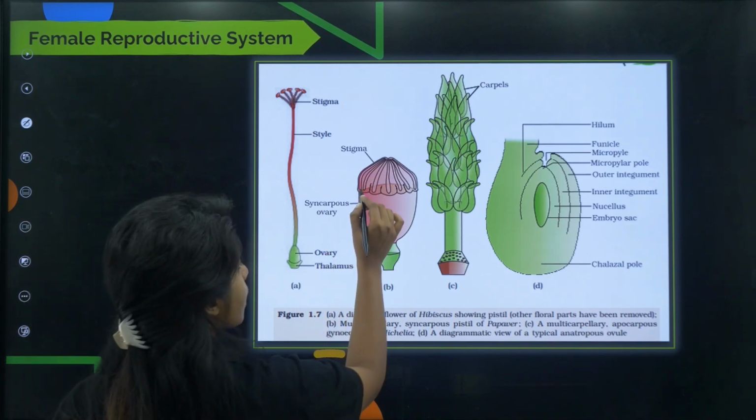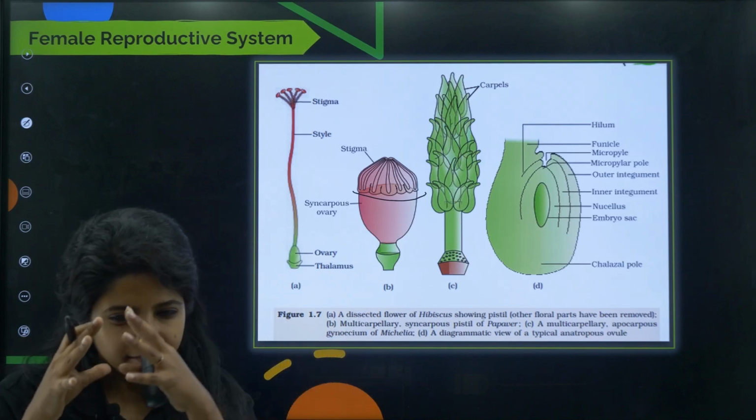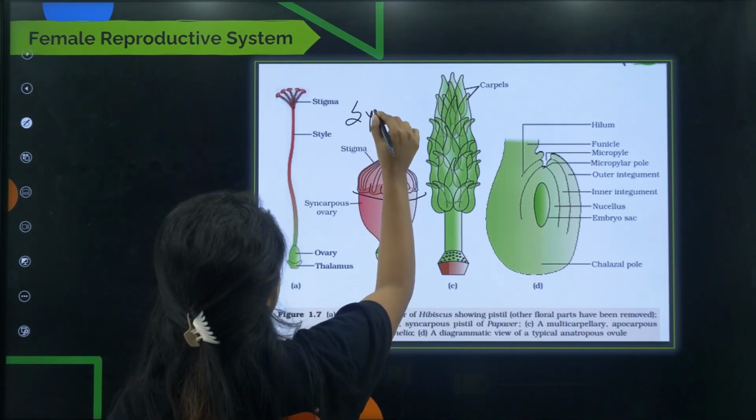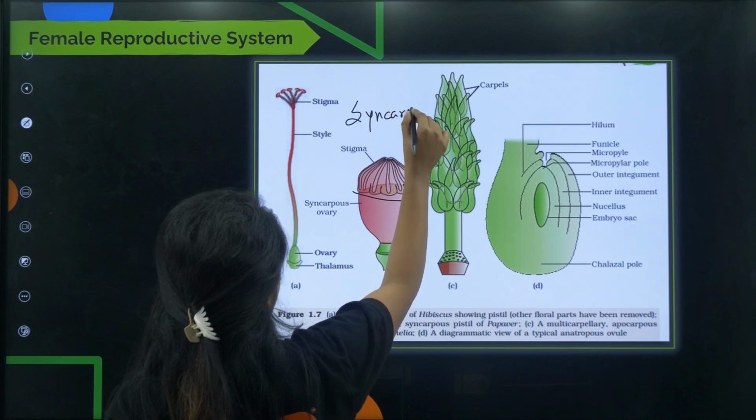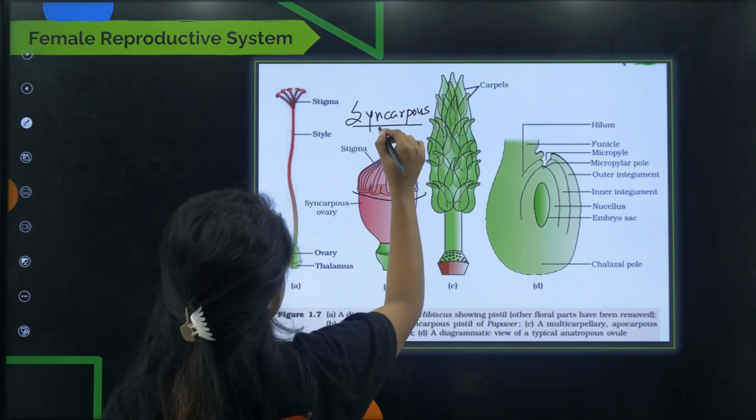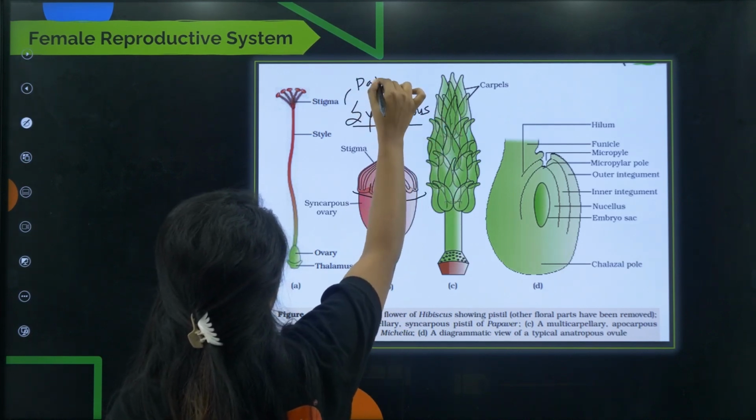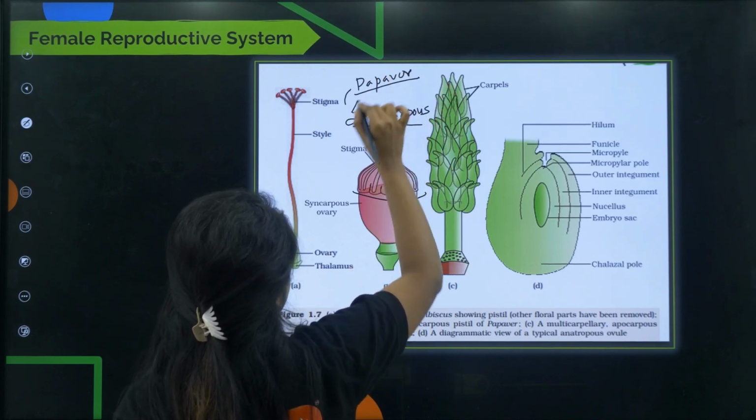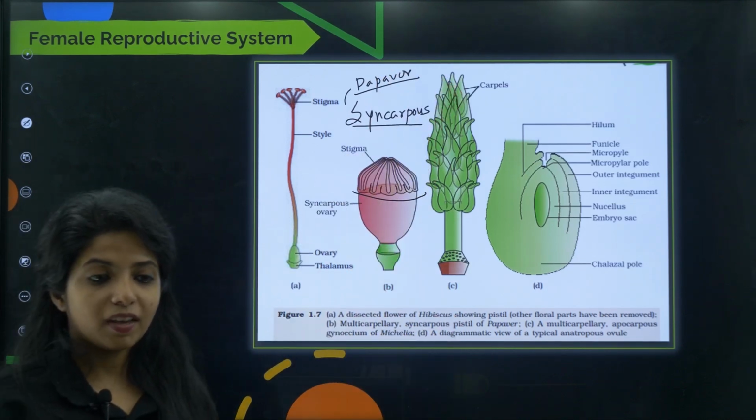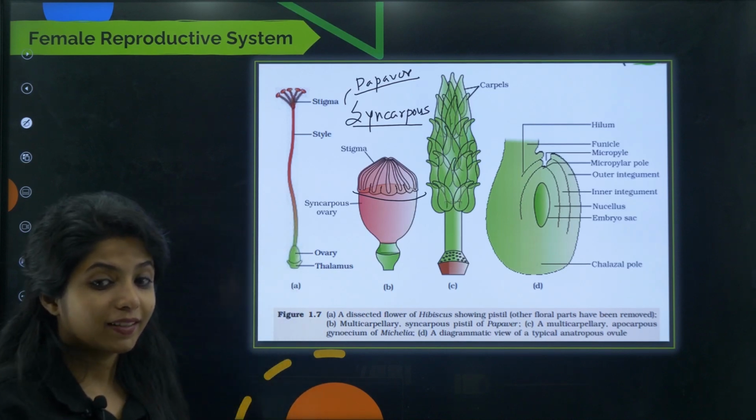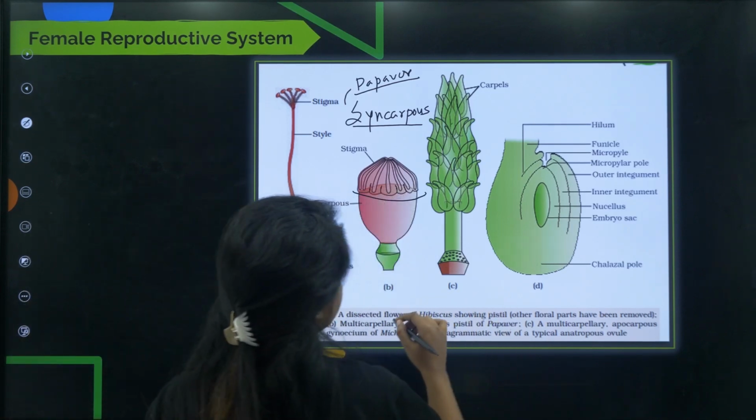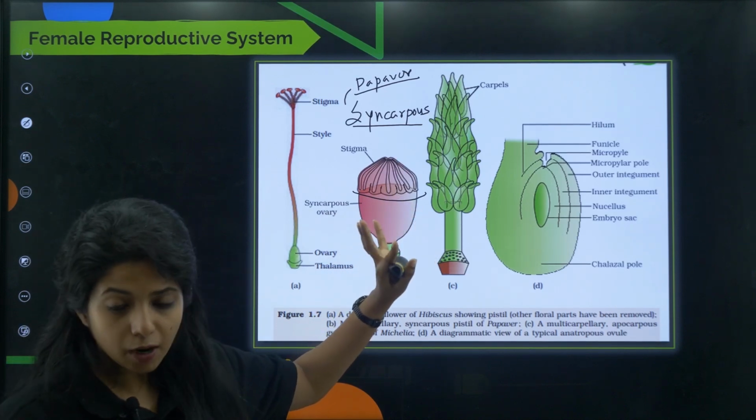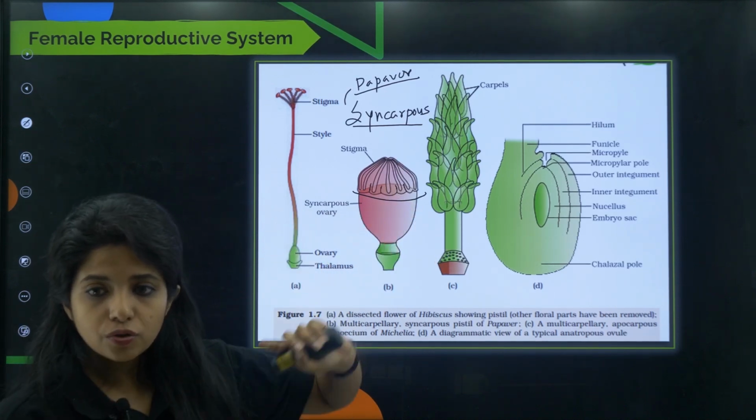Now these carpels, when they are all fused together, you call this syncarpous, and you can see it in Papaver. You remember Papaver? We studied it in Human Health and Diseases, Papaver somniferum. Opioids are obtained from this. Here, as I said, the carpels are fused, children. They are multicarpellary and fused, and it is known as syncarpous.